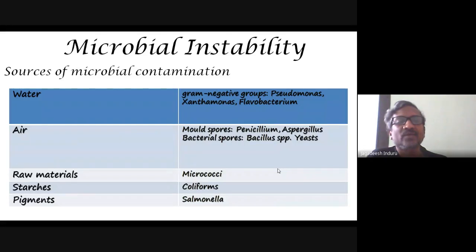The second source of microbial contamination which will affect stability is the air. We manufacture our product in an atmosphere where air is present. We cannot manufacture everything in a vacuum.